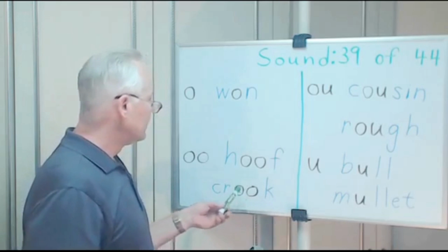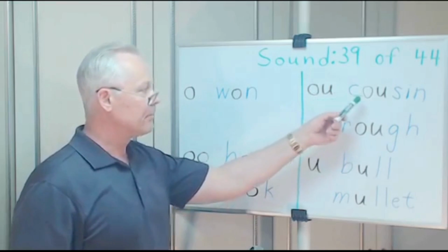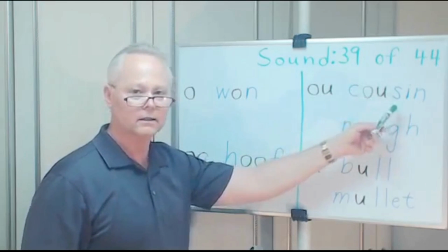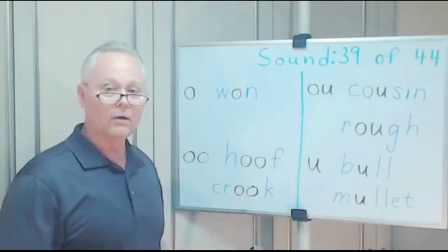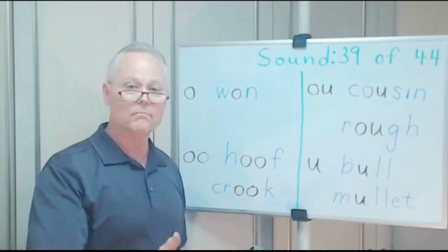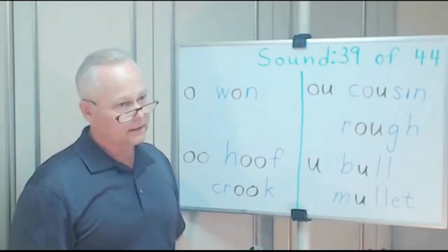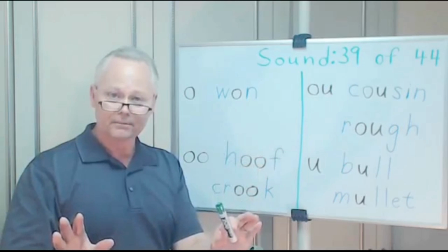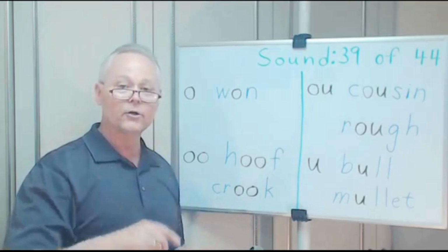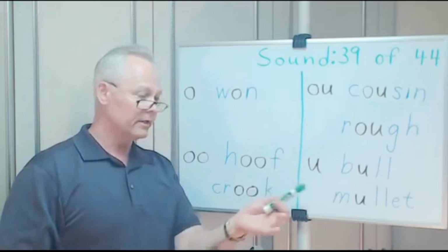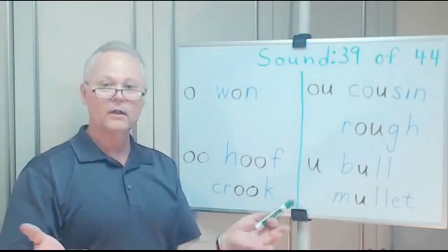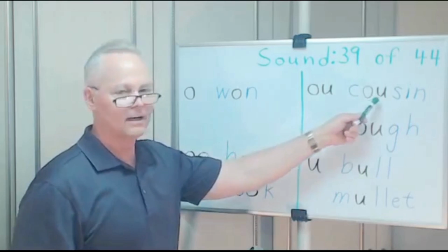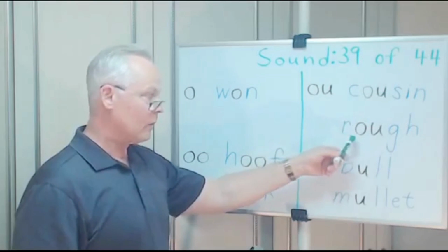Crook. We have OU, a cousin. Cousin. A cousin. Now, if your father or mother has brothers or sisters and they have children, those children are your cousin. Whether it's a male or female, boy or girl, they're called a cousin. Your cousins. Cousin.